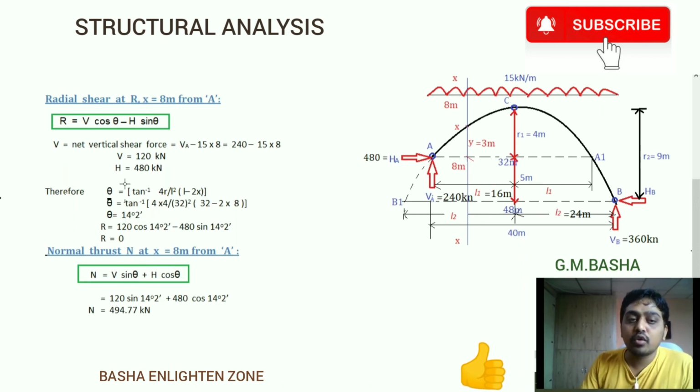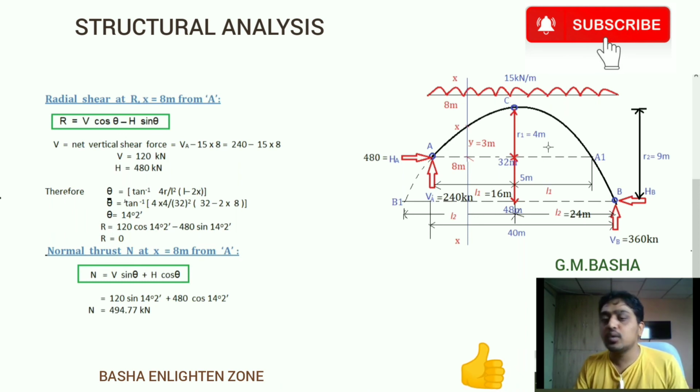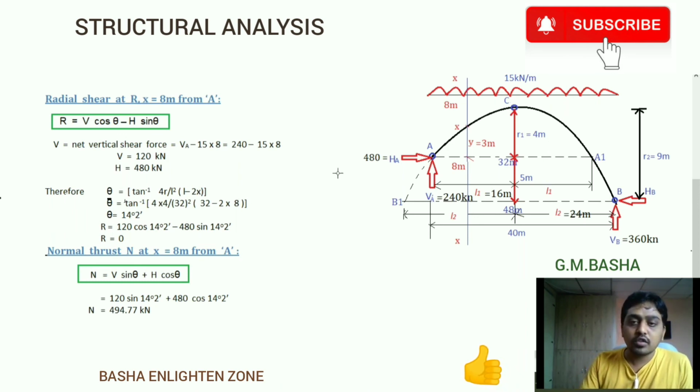And after obtaining V, H and theta, substitute them in the radial shear formula, and you will get radial shear equal to 0. For example, if you are going to find from the right support, you will get some different value. If you are finding at the 10 meters distance according to the question, you will get some different value.